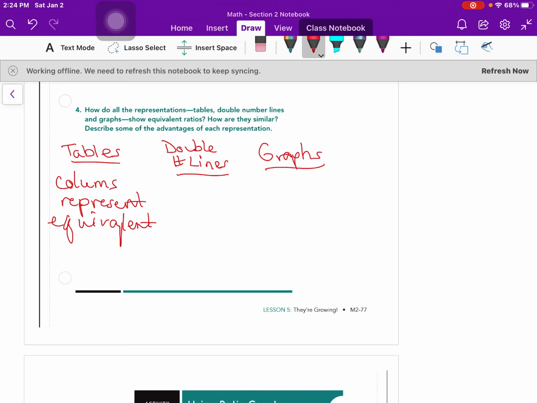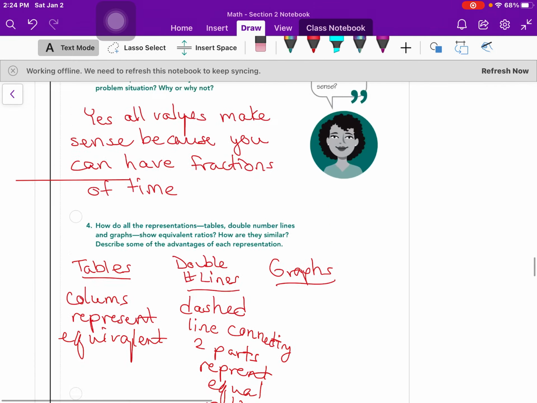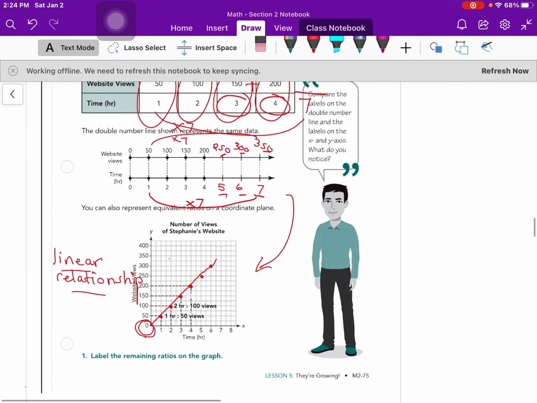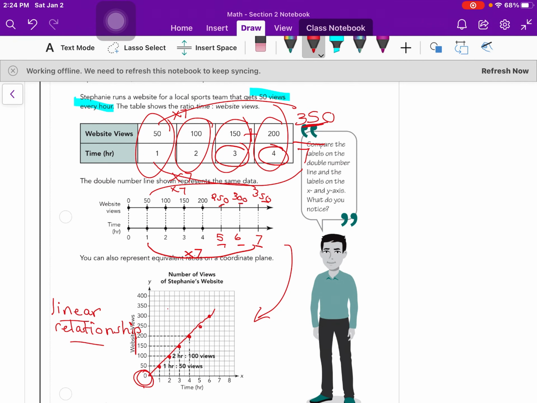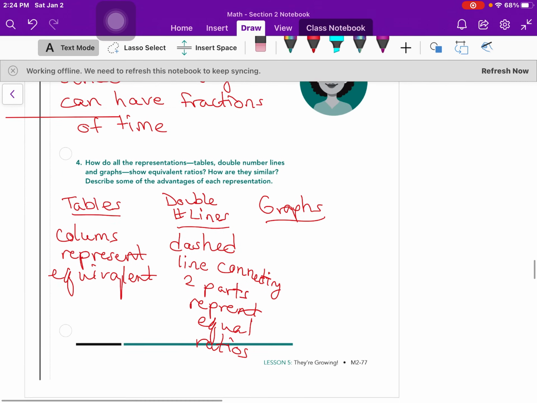With the double number line, I can make a dashed line connecting two parts to represent equivalent ratios. Let's look at what that looks like. So we see on a double number line, this dotted line represents the ratios that are equivalent that we're dealing with. And then I'm looking at a graph.